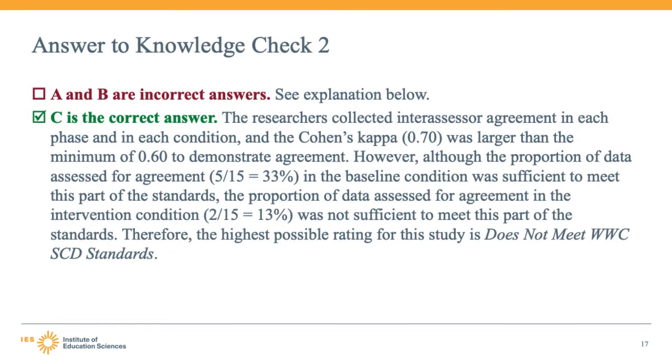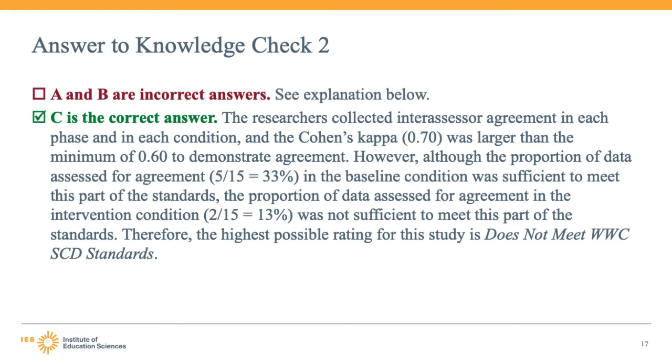The answer is C. The highest possible rating this study could receive is does not meet WWC SCD standards. In this scenario, the researchers collected Inter-Assessor Agreement, or IAA data in each phase and in each condition, and the Cohen's kappa value of 0.70 was larger than the minimum threshold value of 0.60. The proportion of Inter-Assessor Agreement data assessed for agreement in the baseline condition, namely 5 out of 15 baseline sessions, or 33%, was sufficient to meet standards.